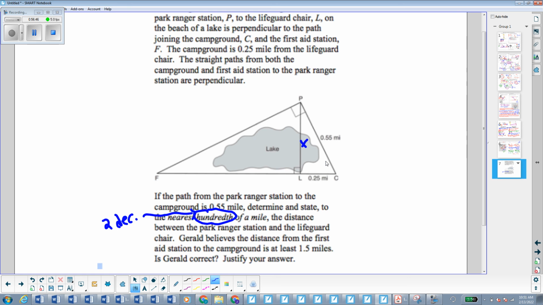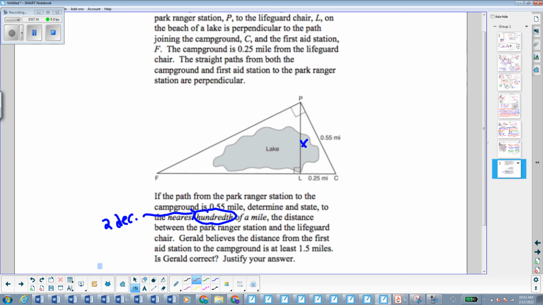Remember that for the altitude rule, the altitude is the mean proportional between each part of the hypotenuse. But here, since we're looking for the altitude, that's a variable because we don't know what it is. We do know this part of the hypotenuse, but we don't know the other part of the hypotenuse. So we would have to make that a variable as well, which we can do. And you're more than welcome to try it out. But I just think it would get really, really complicated. And there's a much easier method to do this.